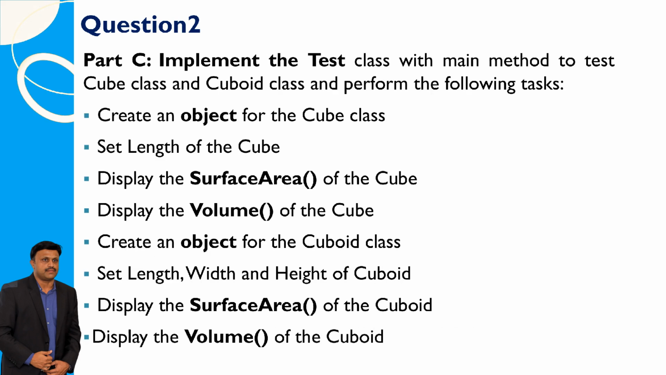Part C involves implementing the test class with a main method to test both the Cube and Cuboid classes. The tasks include creating an instance of the Cube class, setting its length, and displaying both its surface area and volume. Similarly, an instance of the Cuboid class should be created, with its length, width, and height set, and then its surface area and volume should be displayed.